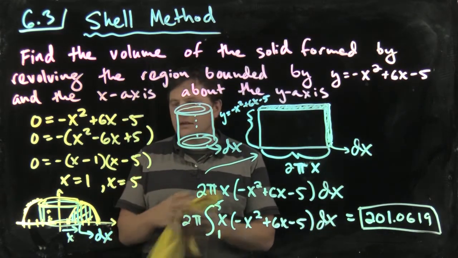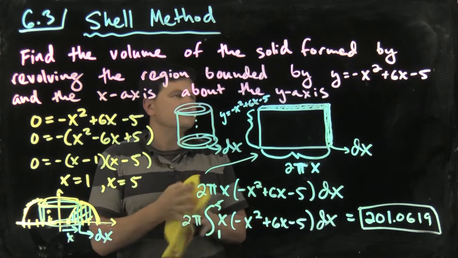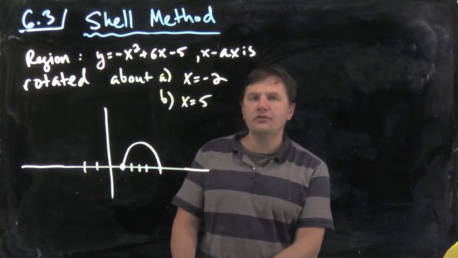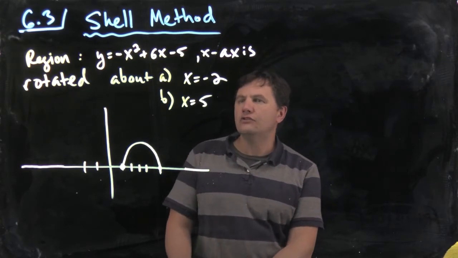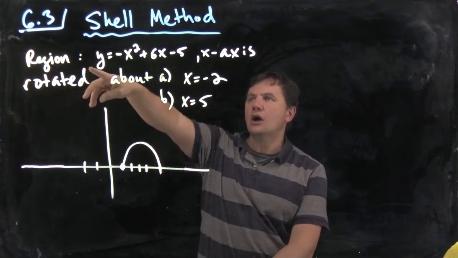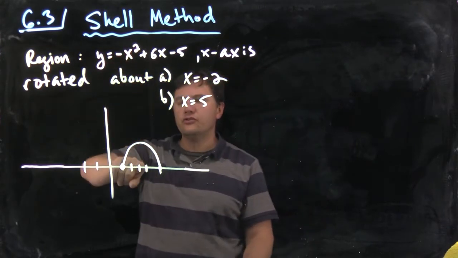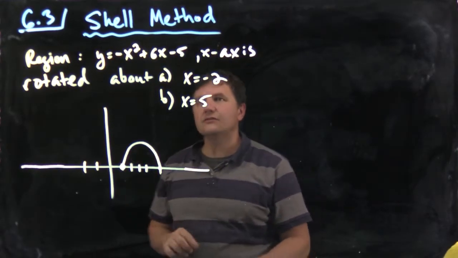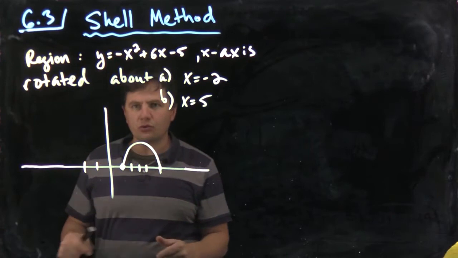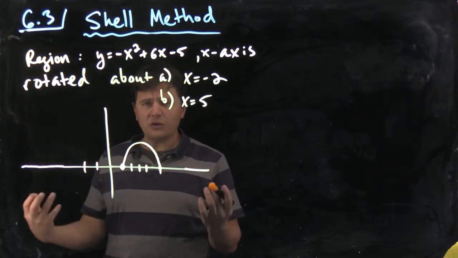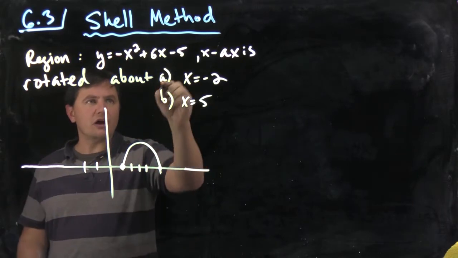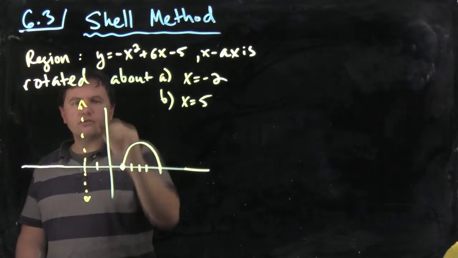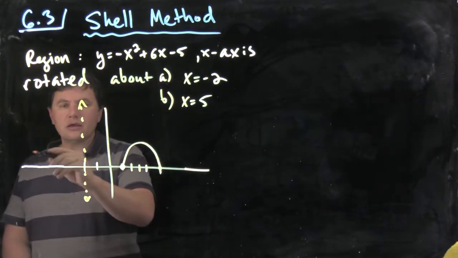So let's talk about this in a general way. Before we get to a general formula for shell method, I wanted to look at some other examples. We are using the same region that we talked about in the first example, the region formed by the parabola and the x-axis. But instead of rotating around the y-axis, we're going to rotate it around other vertical lines and see what happens. I'm going to do 2 of these. First, x equals -2.